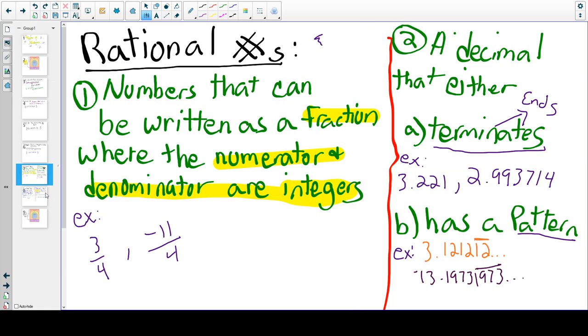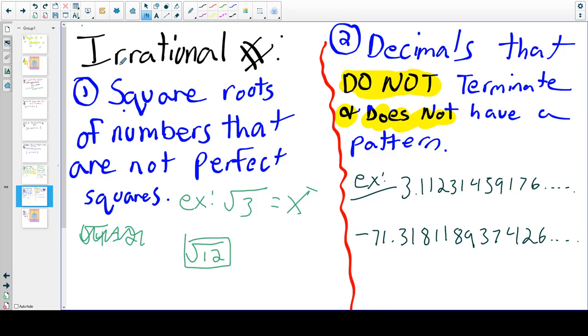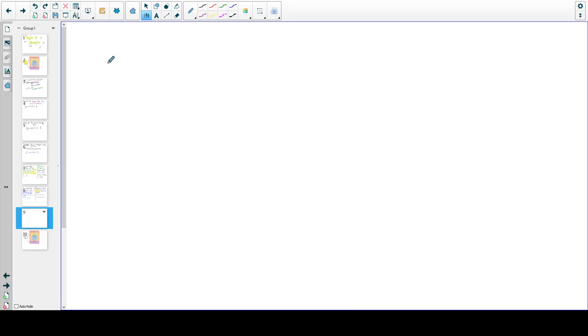Okay? So an irrational number is a number that could be a decimal number that does not end and does not have a pattern. And an irrational number could also be a square root of a number that's not a perfect square. And you know what? I want to give another example.